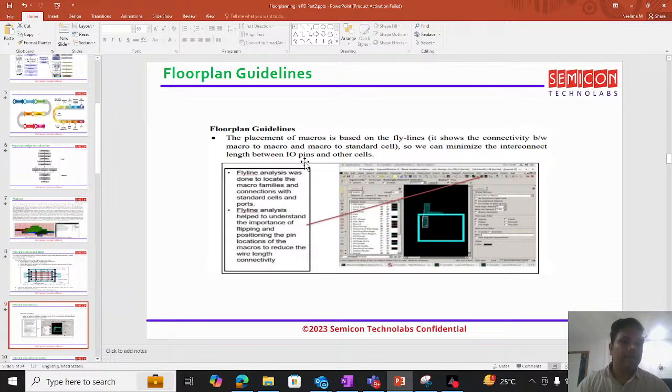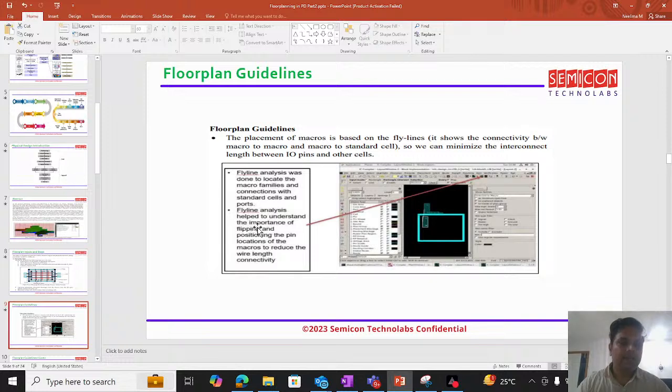Now, the main advantage or main usage of data flow fly lines is that fly line analysis was done to locate the macro families, right? We need to understand which macros fall in the same hierarchy, and their connections with the standard cells and ports. We also need to understand how each macro is connected to the logic present in the design. Similarly, how each macro is connected to the ports present in the design.